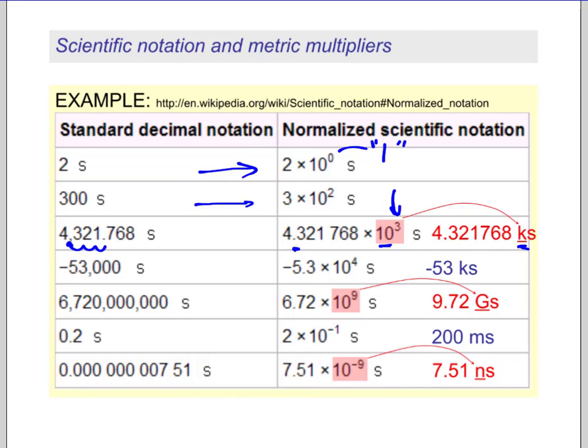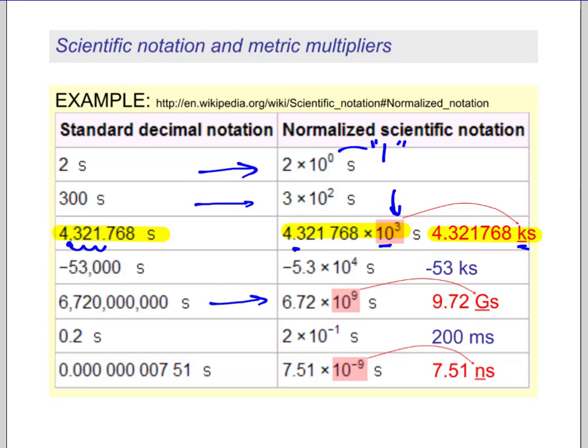It's worth stopping, pausing the video here, and really reading over this. This value here, this value here, and this value here are all identical. They just have a different way of being expressed. That's a really important distinction to know. I'll take a look at maybe one more here.